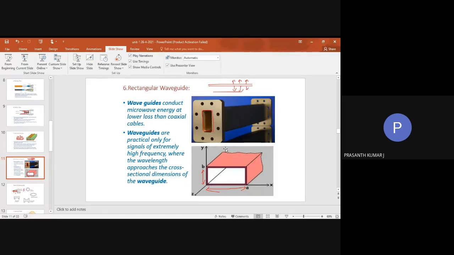In this diagram, you are seeing a waveguide. A waveguide is a hollow metallic structure. This is a rectangular waveguide, and inside it is hollow, which means air acts as the dielectric material. These waveguides have dimensions: the broad side is small a, and the narrow side is small b. Waveguides allow high frequencies and will not allow low frequencies. That's why they are called high pass filters. We know about high pass filters, right? What is the purpose of a high pass filter? It allows high frequencies and attenuates low frequencies. Similarly, the waveguide allows only high frequencies and attenuates low frequencies.